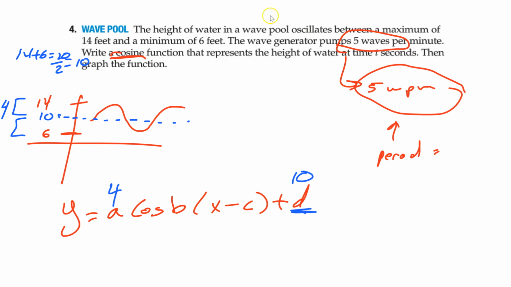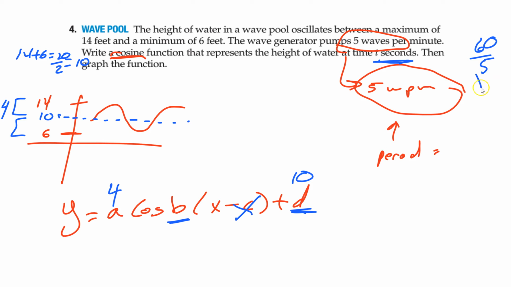Now we don't have a horizontal shift, and we're not going to have any of these in this class. So we don't worry about that. It doesn't mention moving left or right. All we got to do is find our B. That's where this comes in. We have 5 waves per minute. That means it does 5 periods in 1 minute. So we got to get our minute. We're talking about seconds here, so there's 60 seconds in a minute.